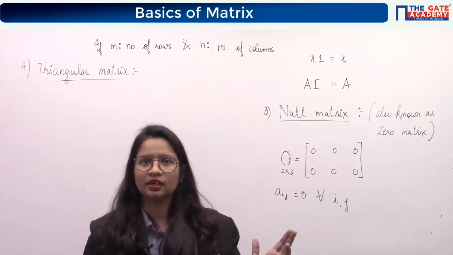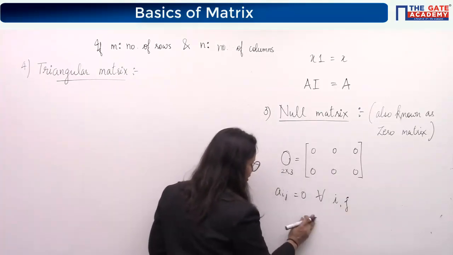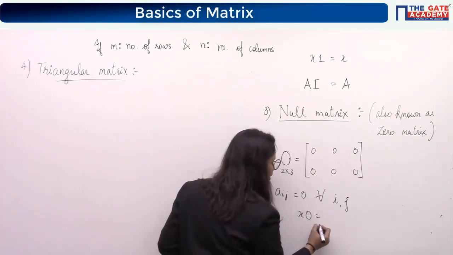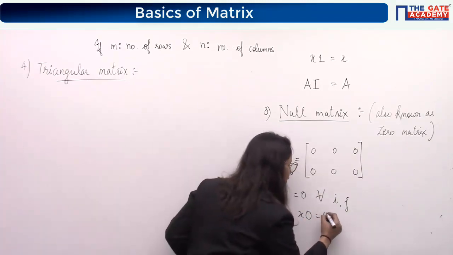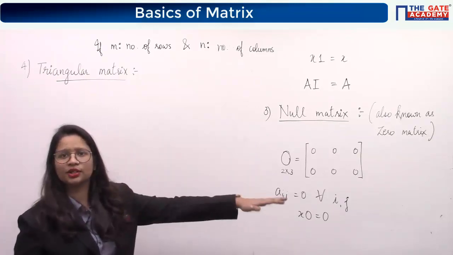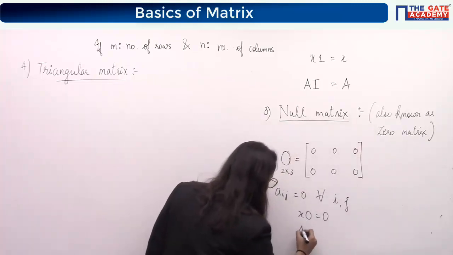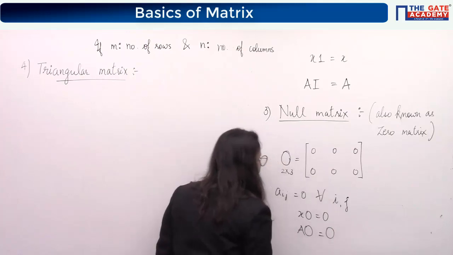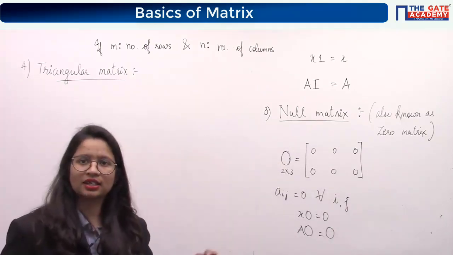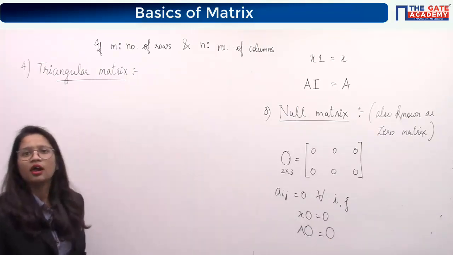Again the same reasoning. It is because it has the same function as the number 0. What is the function of the number 0? That if you multiply any number with the number 0, the result will always be 0. So it has the same function as the number 0 in the number system. That is why it is known as the null matrix, because if you multiply any matrix with the null matrix, the result will always be a null matrix. So the result is the same as the number 0. That is why it is known as zero matrix.